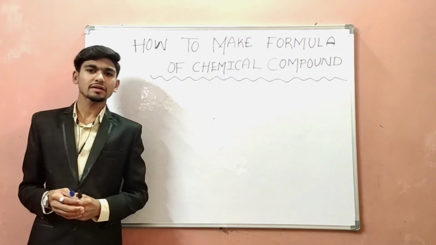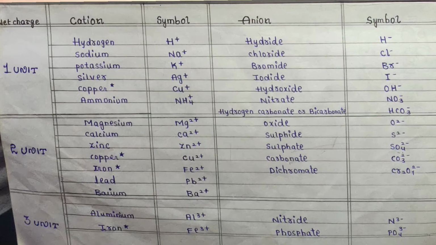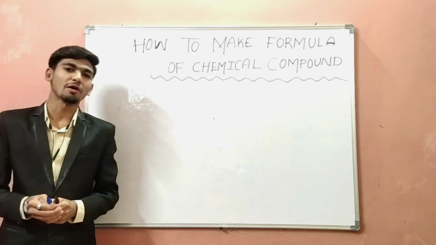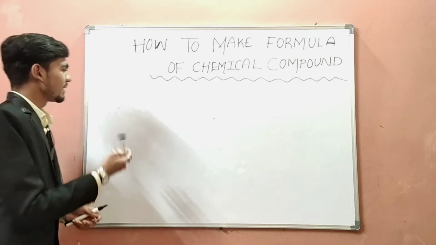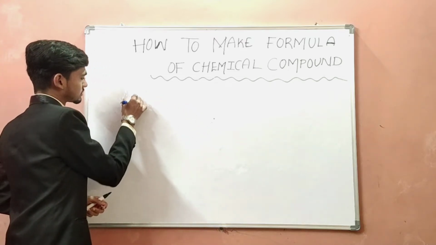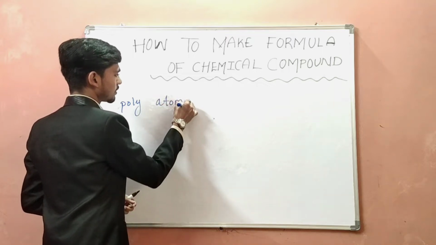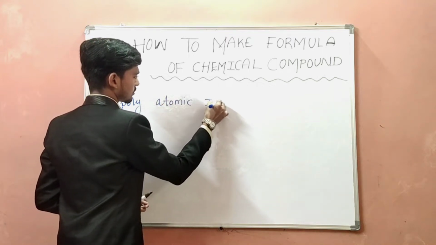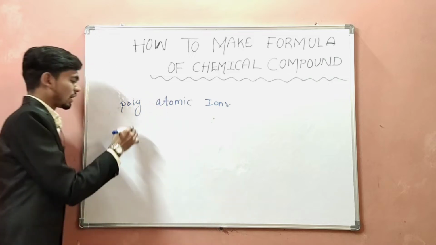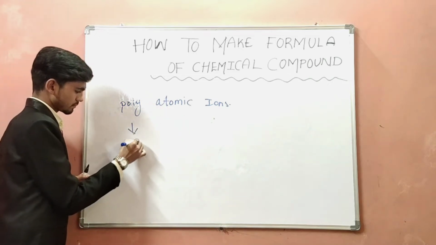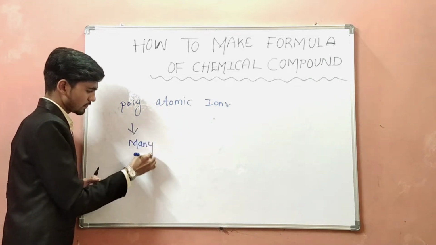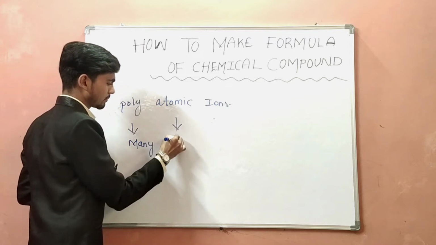My dear friends, you are seeing a table on your screens. The table is very important. With the help of that table, we can make the formula of any chemical compound. The table is about polyatomic ions. Poly means many. Atomic means atom.